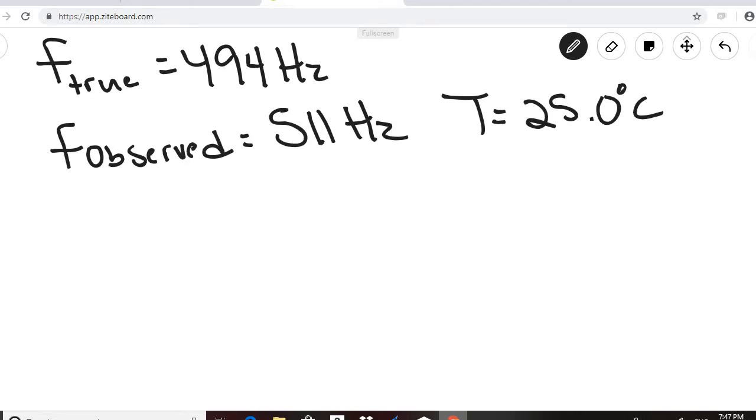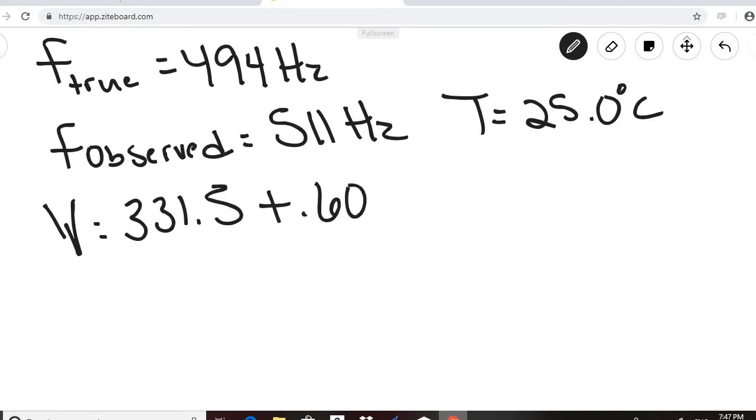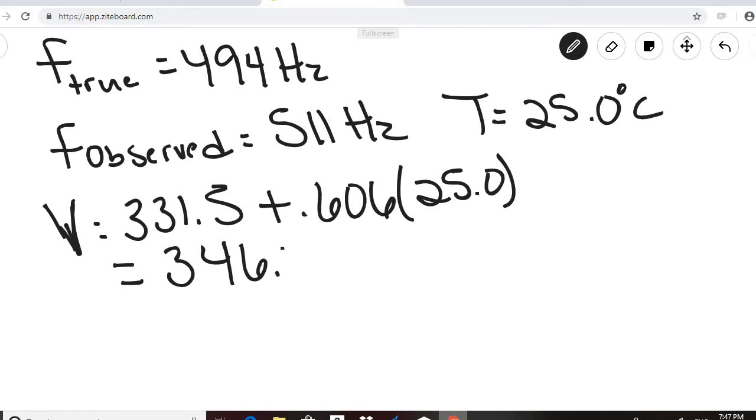Okay, so the first thing we need to figure out is what the speed of sound is. So V is equal to 331.5 plus 0.606 times 25.0. If we do that, with our number of significant figures, we determine that the speed of sound is 346.7 meters per second. And we can go out to the tenths place on that in terms of our significant figures.